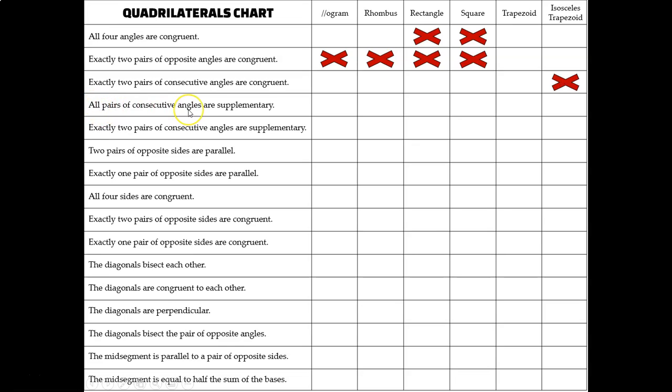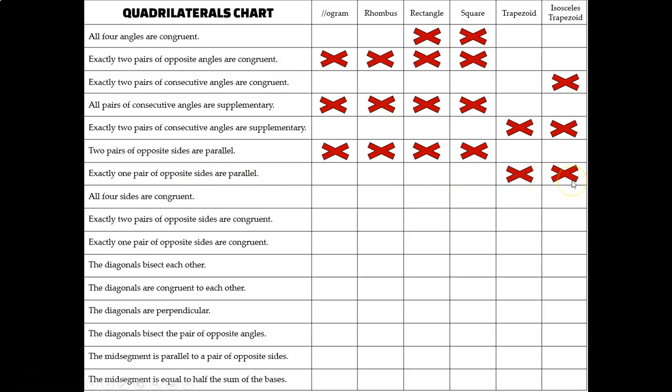But what if we said that all pairs of consecutive angles are supplementary? That would be true for parallelograms, and therefore it's true for all of the special types of parallelograms. Whereas if you only have two pairs of consecutive angles that are supplementary, as opposed to all of them, that's for trapezoids. Those are basically the consecutive interior angles formed by the two parallel bases. Which of these figures have two pairs of opposite sides that are parallel? Well, parallelogram, obviously, that's the definition of parallelogram, and if it's true for parallelograms, then it's true for all of the special types of parallelograms. As opposed to having only one pair of opposite sides that are parallel, that's for trapezoids and isosceles trapezoids.